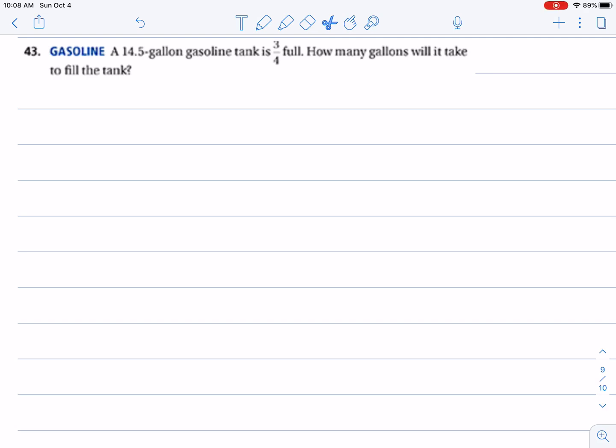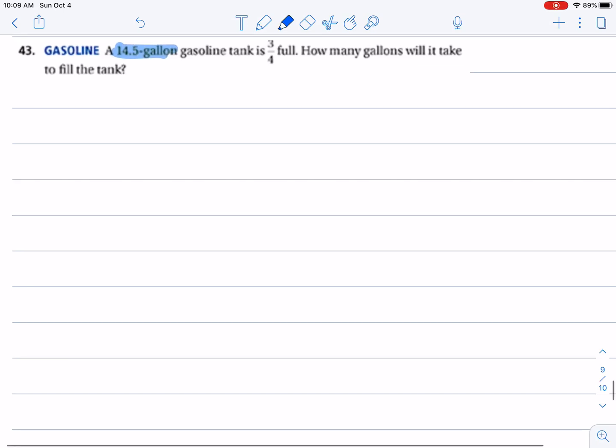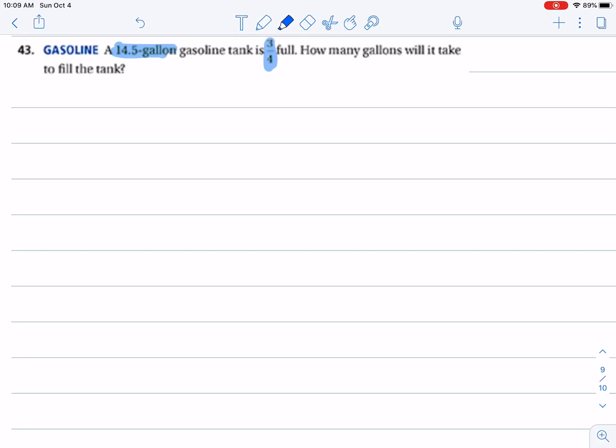Number 43, a 14.5 gallon gasoline tank is 3/4 full. How many gallons will it take to fill the tank? So we have this number here, 14.5 gallons, and it's 3/4 full.